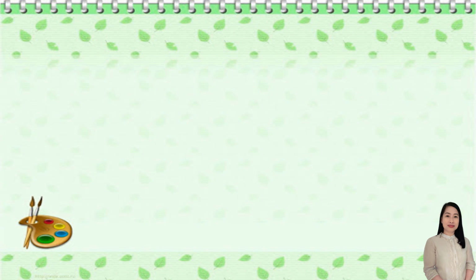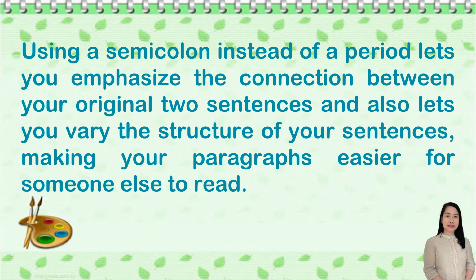Why is it important to use a semicolon? It's because using a semicolon instead of a period lets you emphasize the connection between your original two sentences and also lets you vary the structure of your sentences, making your paragraphs easier for someone else to read.